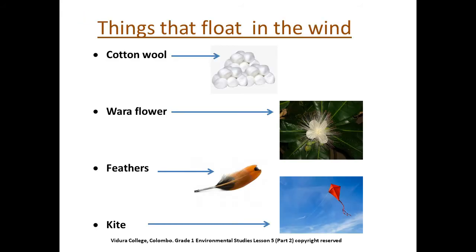Things that float in the wind. Can you remember that we learned this while we were learning the lesson, The Sky We See? As I said, the light things can float in the wind, and we found that from our experiments as well. So, the things that float in the wind are cotton wool, vara flower, feathers, kite. So, remember, only the light things can float in the wind.